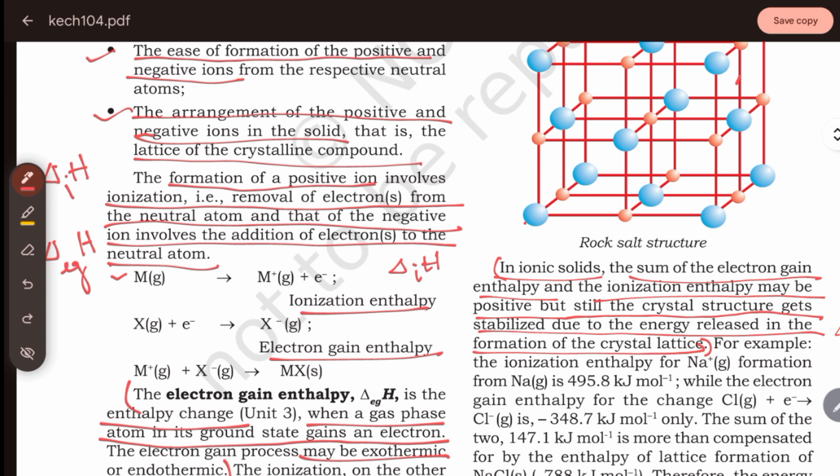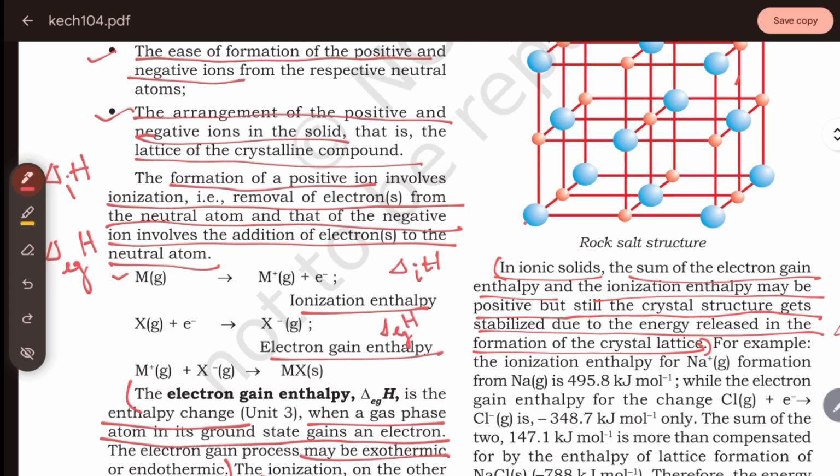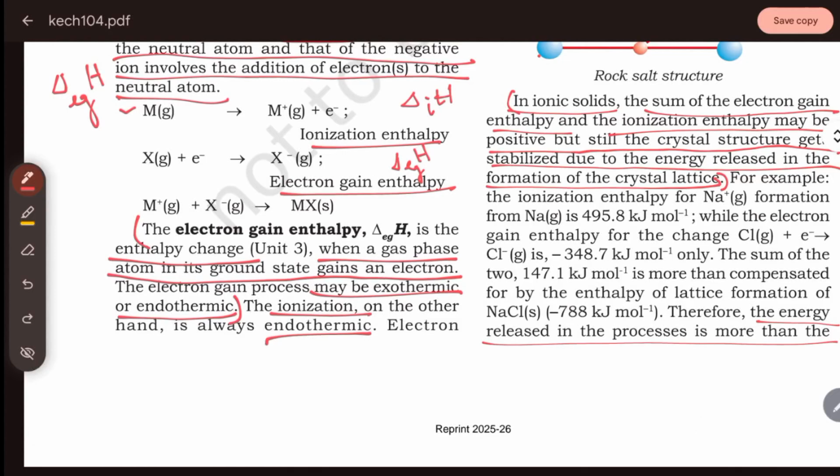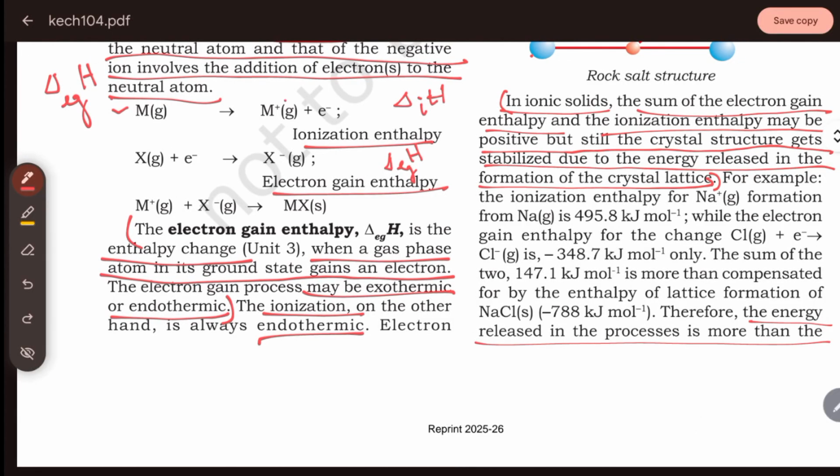Anions are formed by gaining of electron, and the energy that is liberated on account of the gain of the electron is known as electron gain enthalpy. ΔEGH is electron gain enthalpy. Thus, the two ions that are formed, that is M+ gaseous and X- gaseous, have electrostatic interaction between them and form MX, which is an ionic compound or an electrovalent compound.